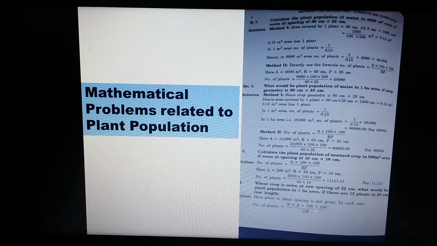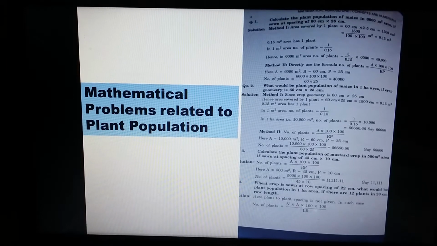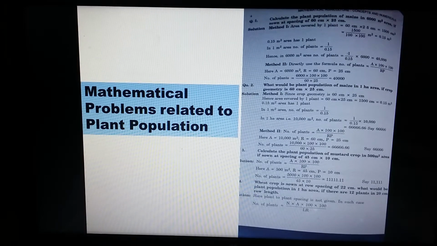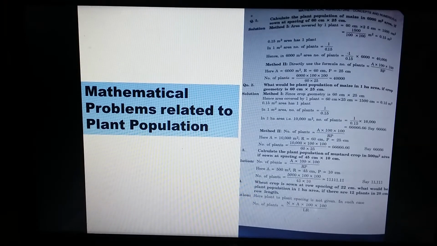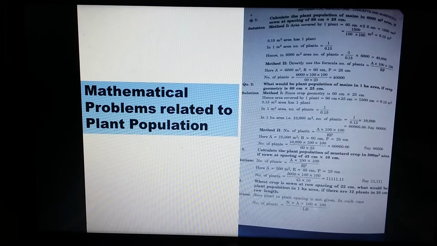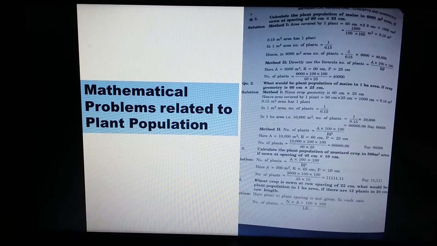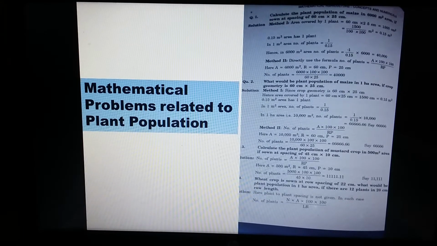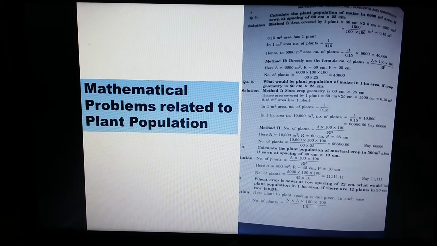So we have to replace P with the row length, that is L. So as you know that in the wheat crop, there is no plant to plant spacing, only row to row spacing is there. So the problem is suitable for wheat crop.